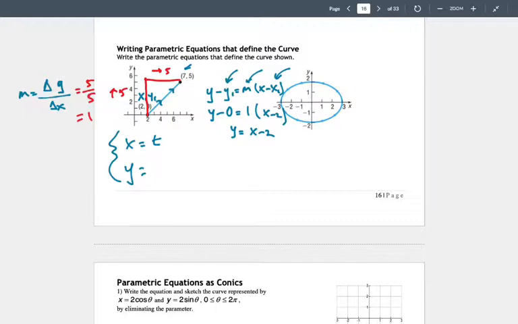Which we are going to use the t value. Because remember, x is the same thing as t, so it's going to be y equals t minus 2. And that's my parametric equations. All right, on the next example, we see we have an ellipse here.